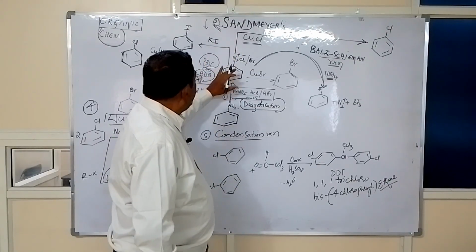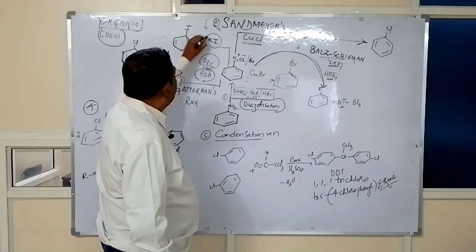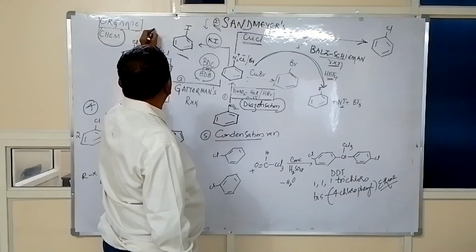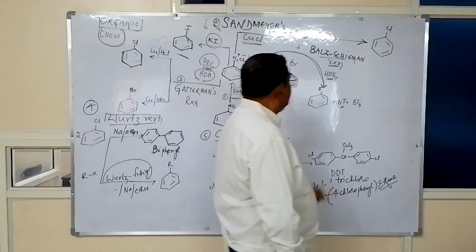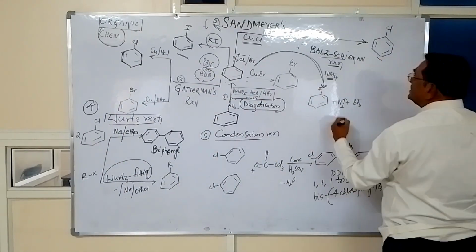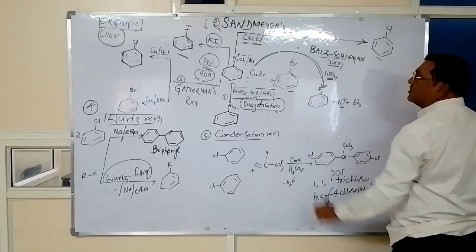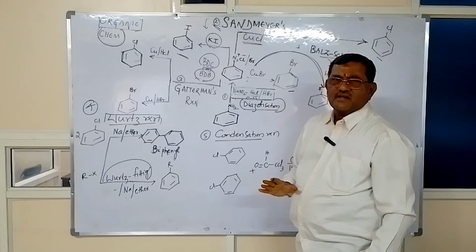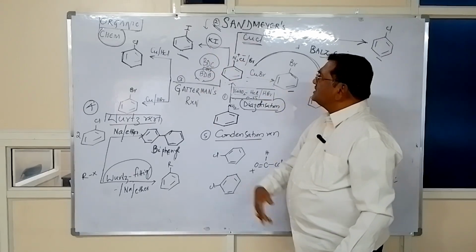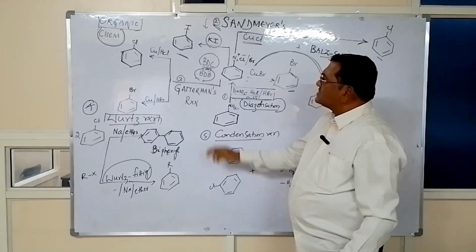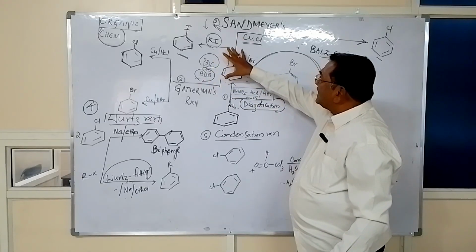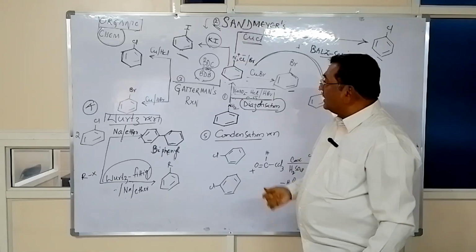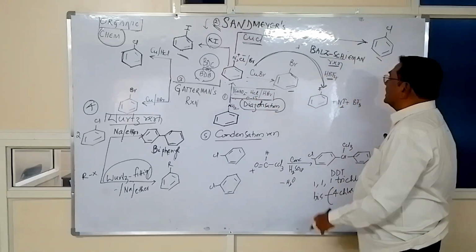Followed by these two, when treated with KI, it gives rise to iodobenzene. This is chlorobenzene, this is bromobenzene, and this is iodobenzene. All three come under Sandmeyer. In fact, children, people will not consider this as Sandmeyer's reaction. So this is the second part of our intermediate, benzene diazonium chloride.